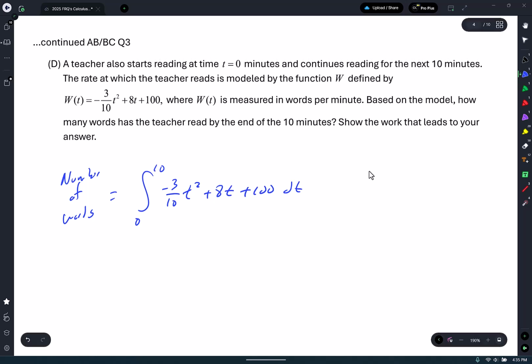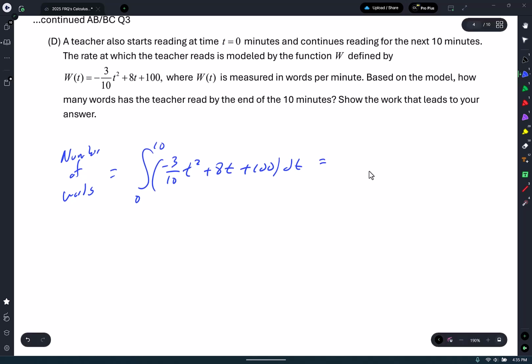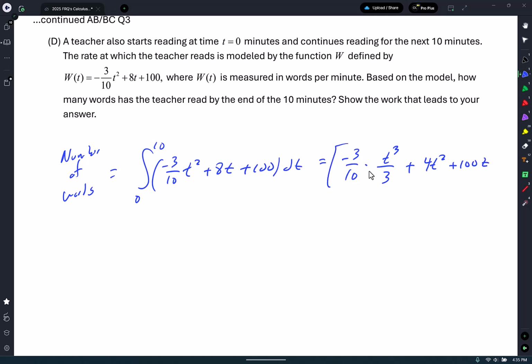If it bothers you that I didn't put any parentheses, well then put parentheses, but it's understood the dt is the end there. So let's take the antiderivative. The antiderivative of this, negative 3/10 t cubed divided by 3. In a little bit, I'll cancel the 3's out. Plus, antiderivative of this, 8t squared divided by 2. So that's 4t squared plus 100t. And I'm evaluating these three terms from 0 to 10.